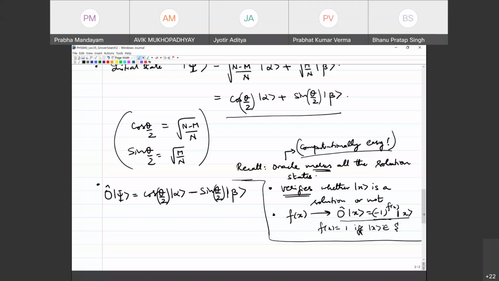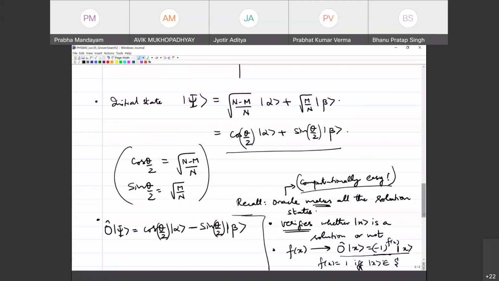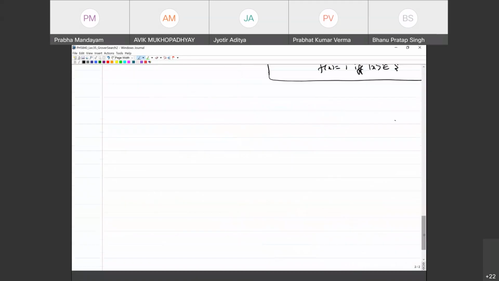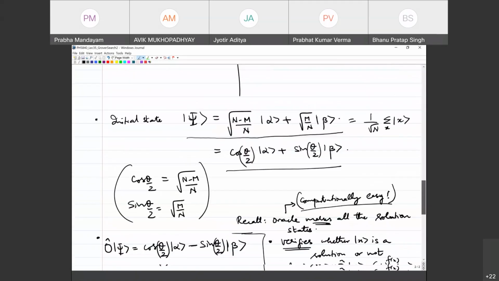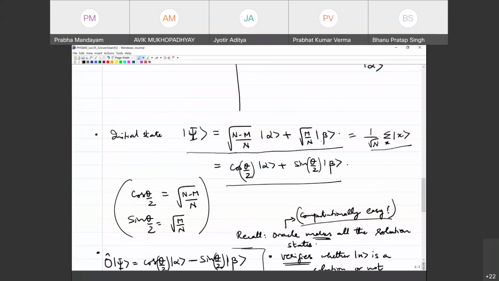I once again note, someone has asked me this in previous years: when I write down the initial state like this as a linear combination of alpha and beta, it is not that I prepare the state in this form. I am preparing only this state, which is the uniform superposition state of all the computational basis states. And this is something I can always do. This form of ket psi is something that I'm using for my analysis. I hope that is clear.